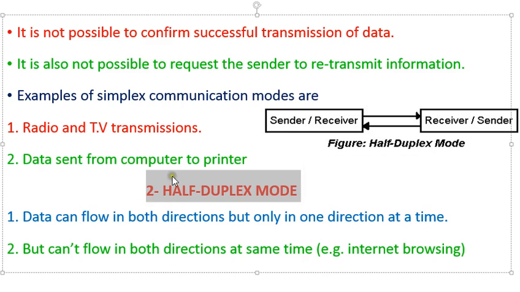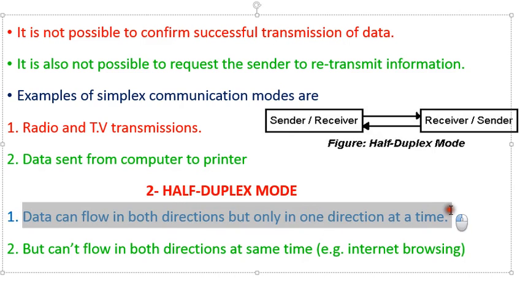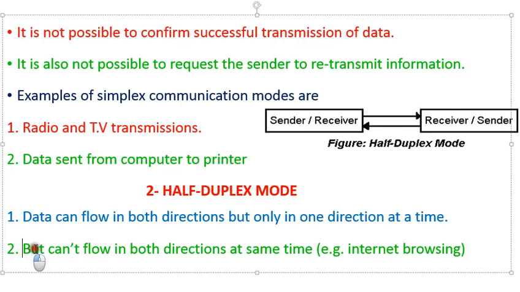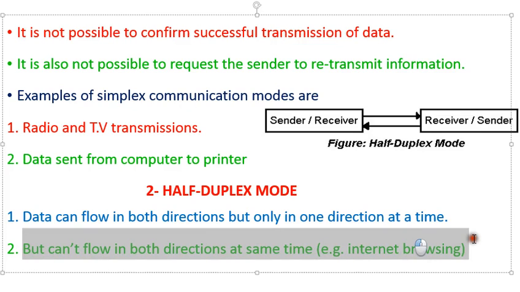And this half duplex is a mode of data transmission in which the data can move in both directions. That is, it can move from the sender to the receiver, and the receiver can send back to the sender. But the limitation is that it can flow in only one direction at a time.